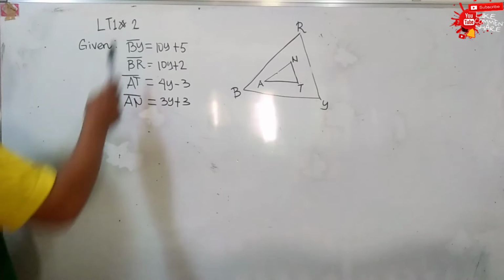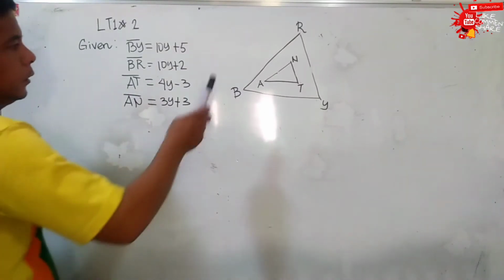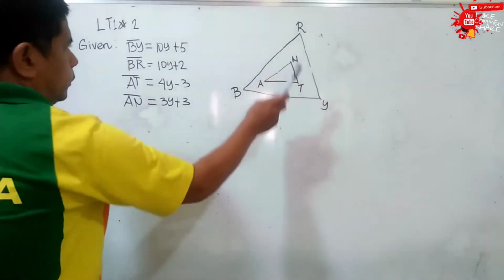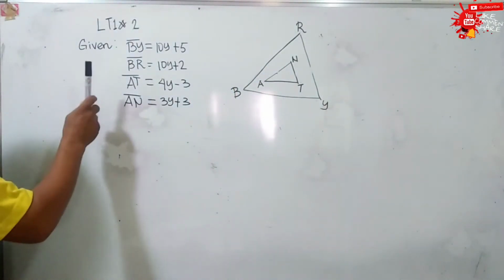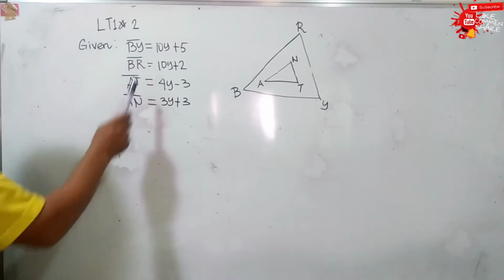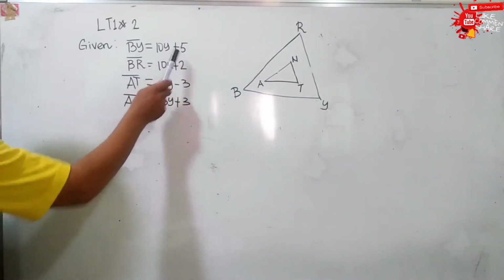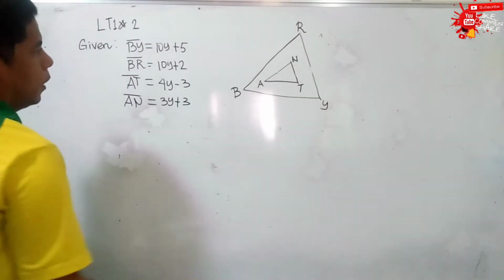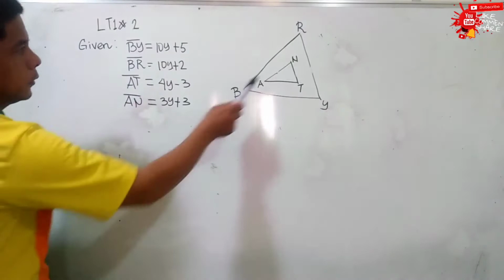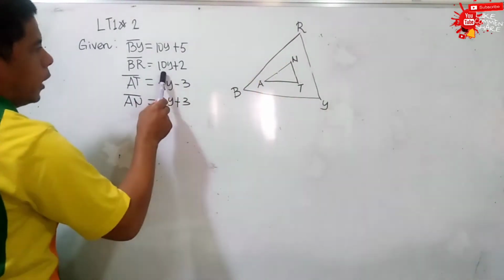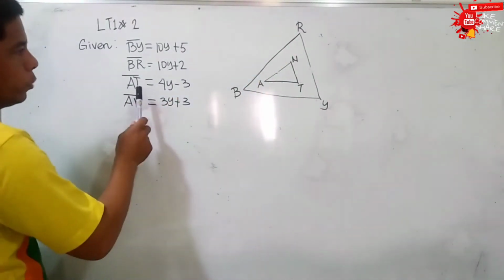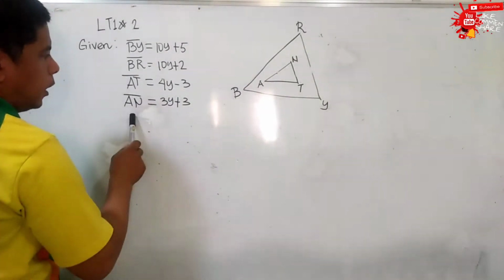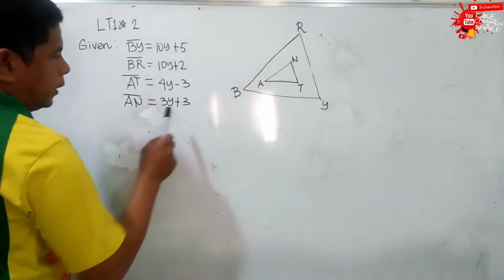So, question number 2 sa learning task 1. Triangle BRY is similar to triangle ADT. Ang given natin, BY is equal to 10y plus 5. Our BR is 10y plus 2. Yung AD natin, which is 4y minus 3, and AN is 3y plus 3.